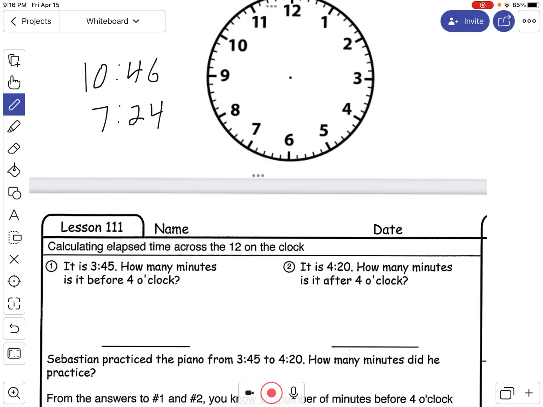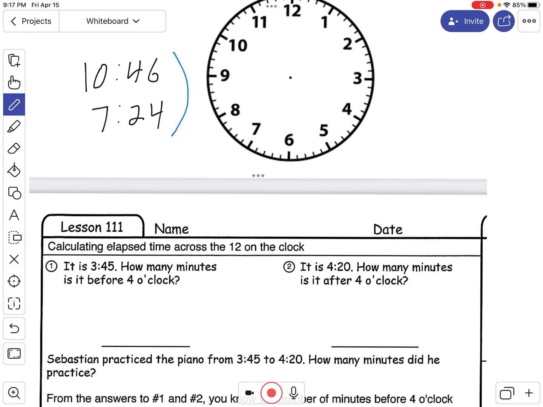All right, boys and girls, here we go with 4th grade Excel, lesson 111. We are going to learn how to figure out how much time has gone by if we're not doing a simple problem where you just subtract. So these are problems that get a little bit harder than the plain old subtraction problems. First, I'm going to show you what I mean by that.